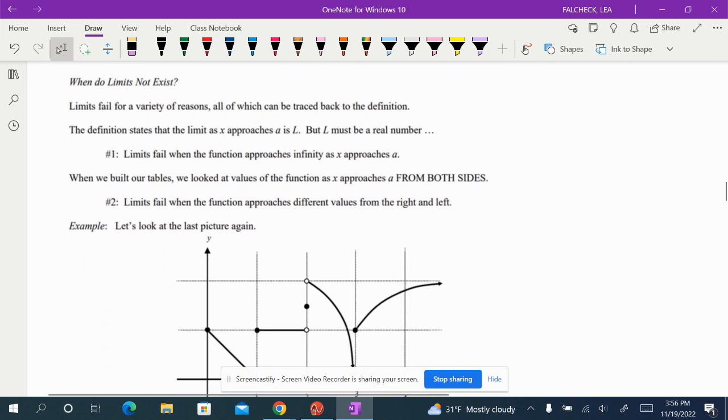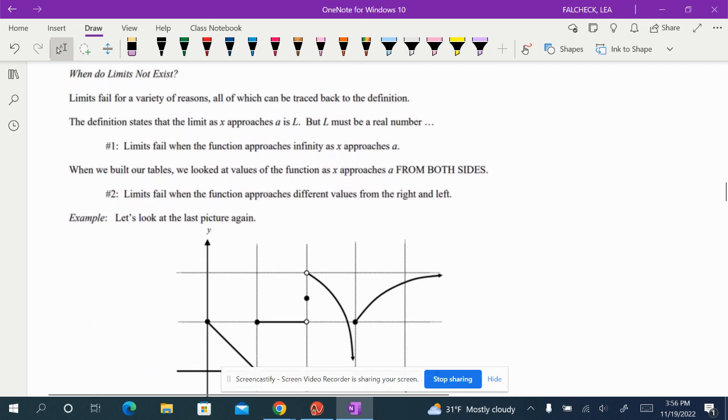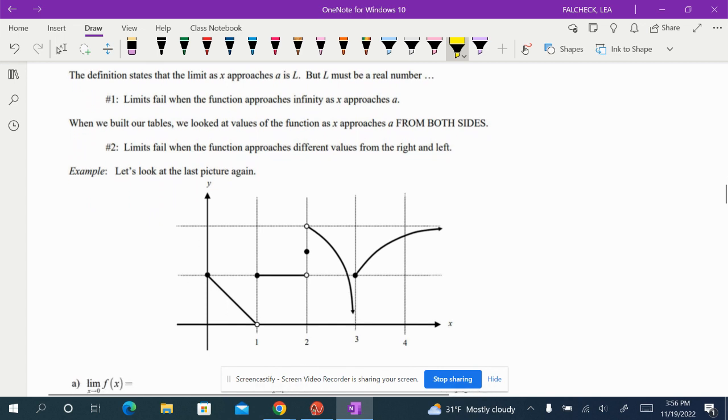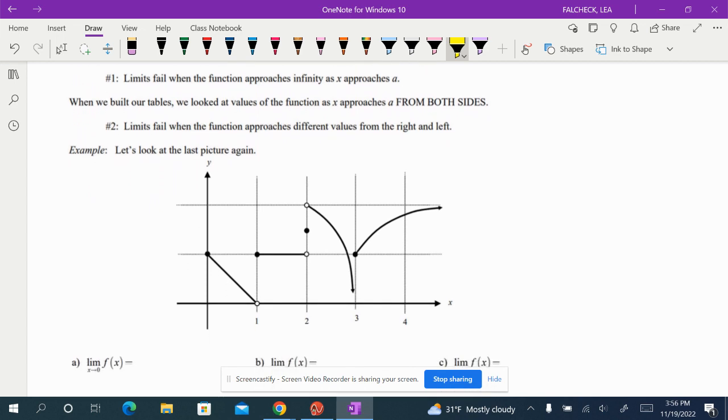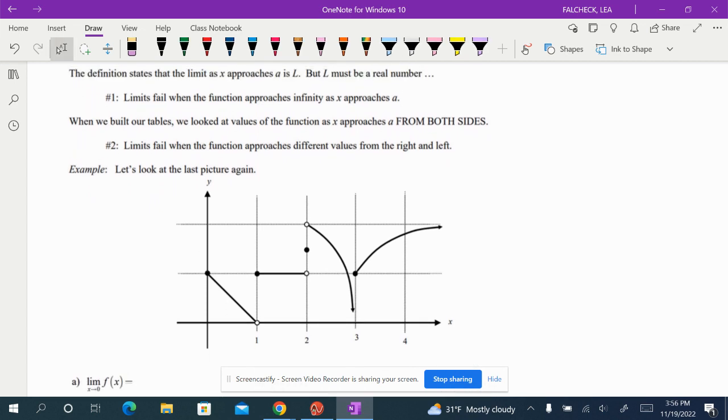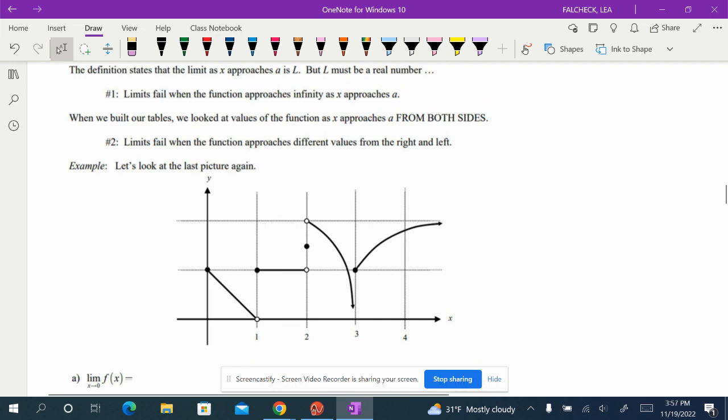Okay, so when do limits not exist? Limits fail for a variety of reasons, all of which we can track back to the definition. The definition states that the limit as x approaches a is L, but L must be a real number. Limits fail when the function approaches infinity as x approaches a. When we built our tables, we looked at values of the function as x approaches a from both sides. Limits fail when the function approaches different values from the right and the left.